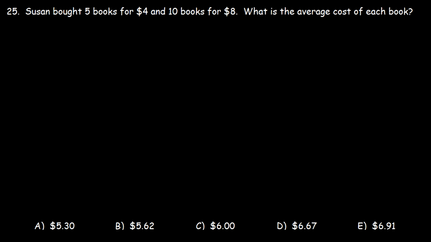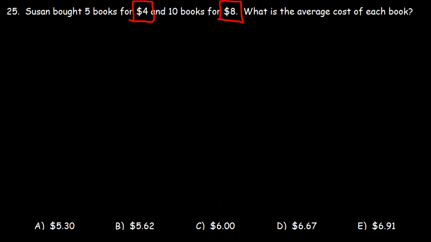25. Susan bought 5 books for $4 and 10 books for $8. What is the average cost of each book? Now we have two price values, $4 and $8. Is the average right in the middle, let's say $6, or is it less than 6 or greater than 6? So is the average closer to 4 or is it closer to 8?